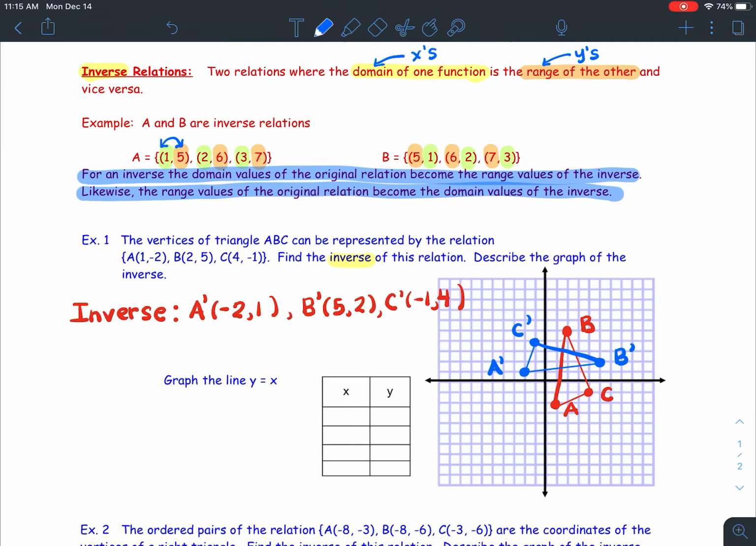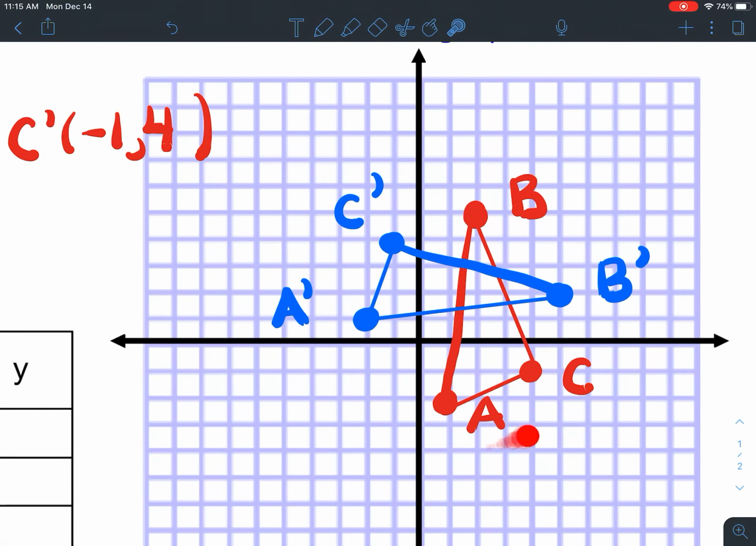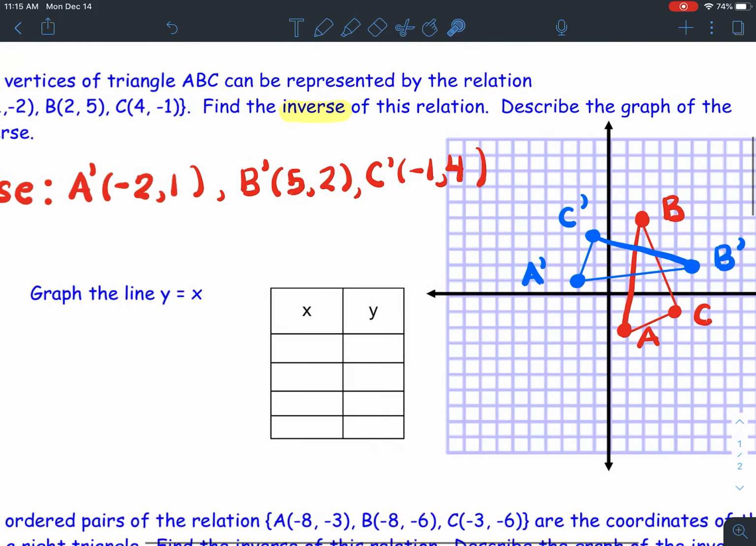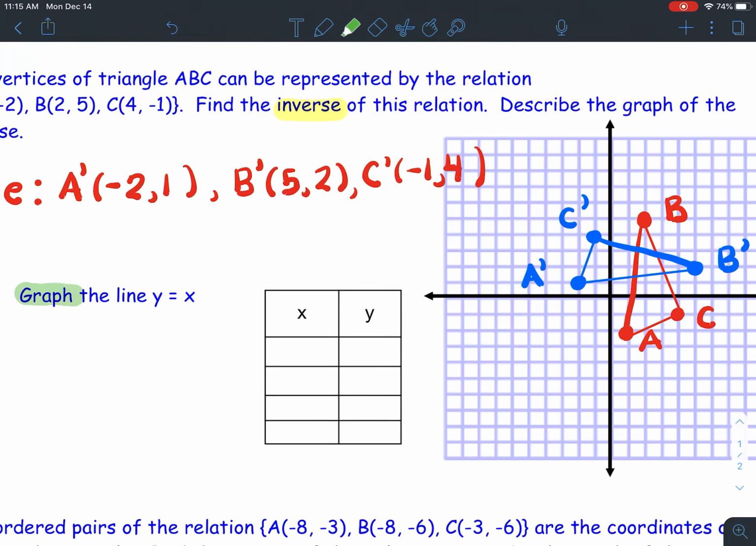Okay, now it is a little bit hard to tell, if I asked you to look at this graph, what the connection is that you're seeing between how the original triangle ABC relates to the inverse triangle A apostrophe B apostrophe C apostrophe. And so to help you see that connection, what I'm going to have us do is draw in the graph for the line y equals x.